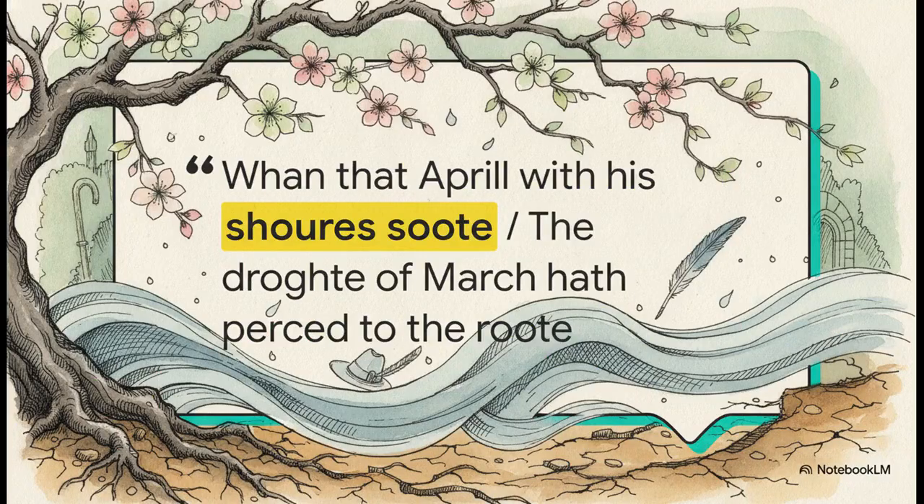And you can hear the absolute beauty of that blend in the opening lines of his masterpiece, The Canterbury Tales. "Whan that Aprill with his shoures soote, the droghte of March hath perced to the roote." Even though it looks a bit strange to our modern eyes, you can literally hear the rhythm of modern English being born right there. When April with its sweet-smelling showers has pierced the drought of March to the root.